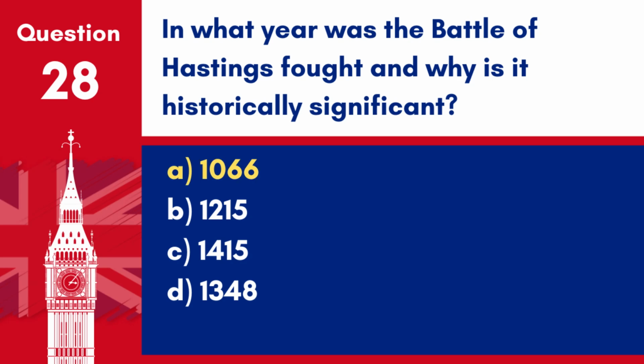Answer: A. 1066. The Battle of Hastings, fought in 1066, was significant because it led to Norman control of England, dramatically altering the culture, language, and administration of the country.